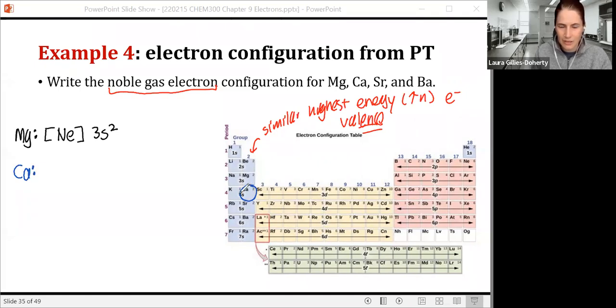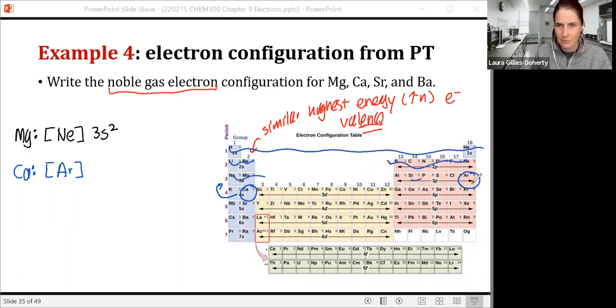The previous noble gas for calcium, because we're doing the shorthand method, is argon. So we're going to write argon. And what we're saying is that calcium has all the same electrons up to argon. And then we're going to write whatever additional ones it has after that noble gas. So it has everything that argon has, and then it's in the 4s block. So 4s, and it's 2 boxes in. So 4s2.